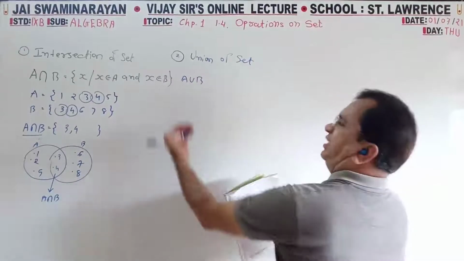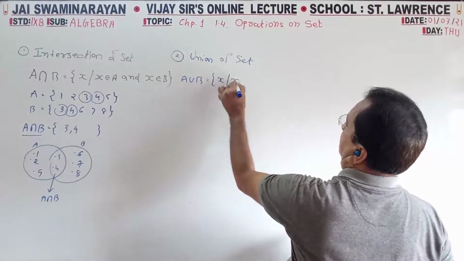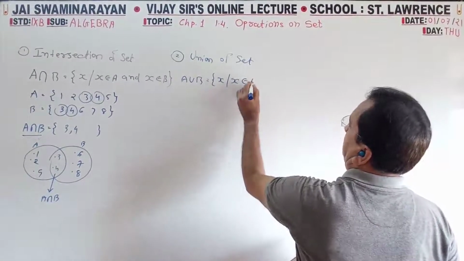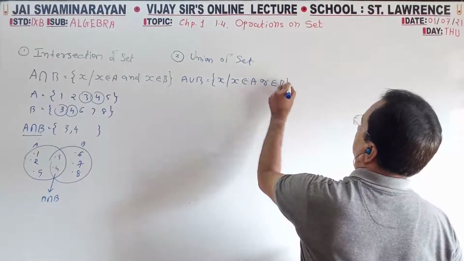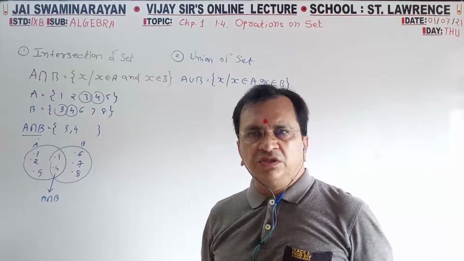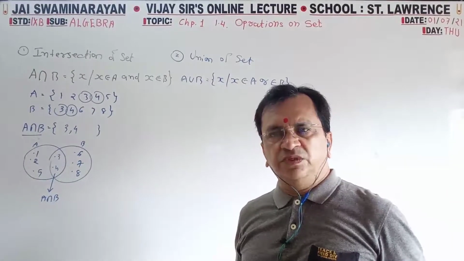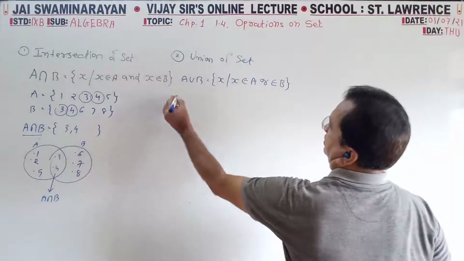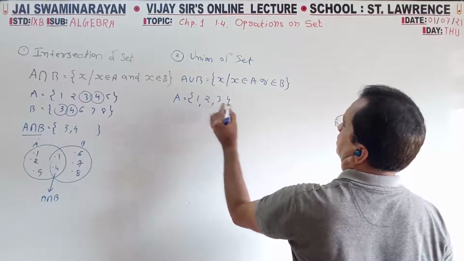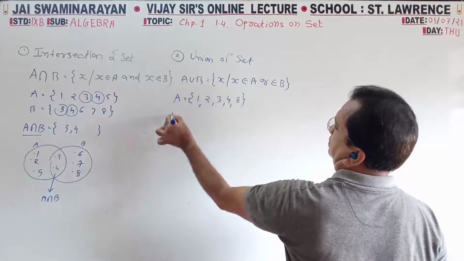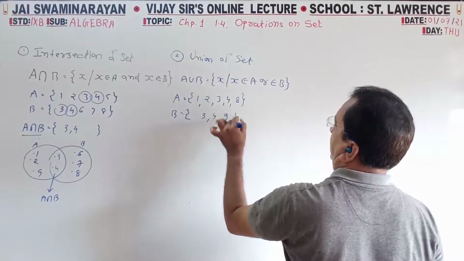U means union and inverted U means common, means intersection. That is x, and x belongs to A or x belongs to B. These belong to both the groups, means union. For example, A is equal to 1, 2, 3, 4, 8. B is 3, 4, 9, 10.